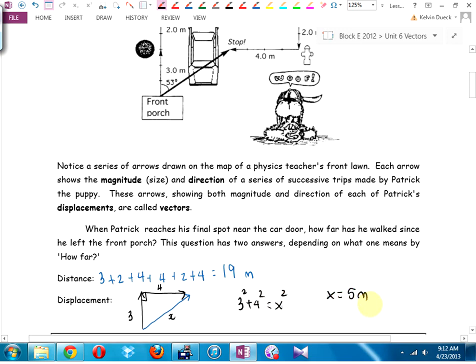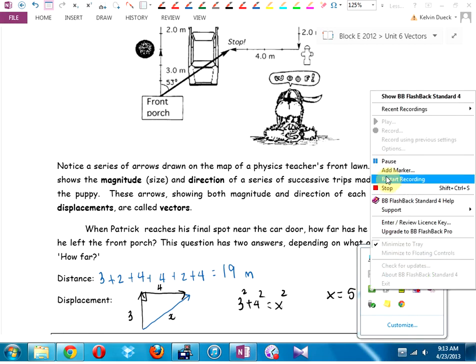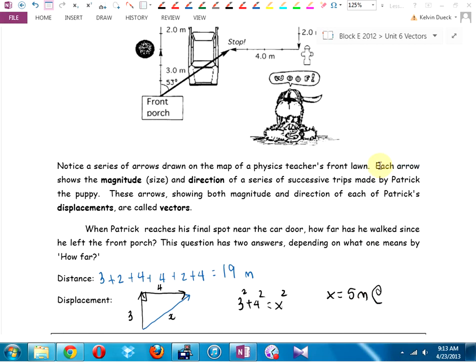But that is only the magnitude. Displacement needs a direction. I need an angle. They gave me an angle. Can you see it? What's the angle that they gave me? 53 degrees. Now, here's how we would write that. You put an at symbol. Let's make that a little neater so you can see what that is. At. We would say this at 53 degrees, west of north. West of north.